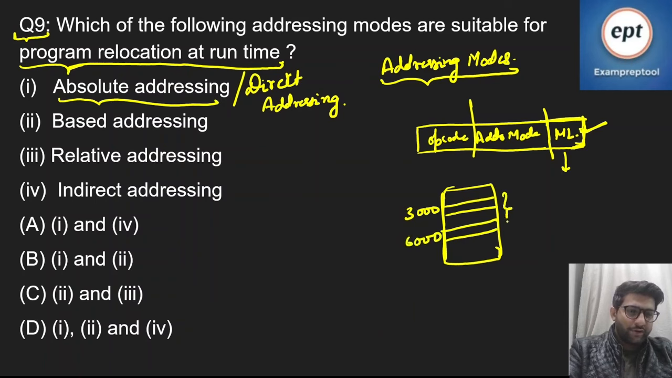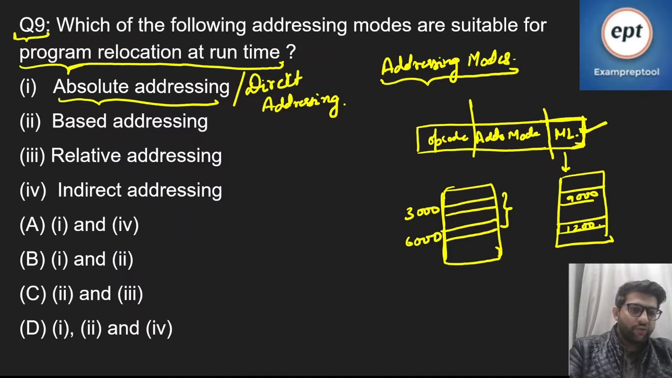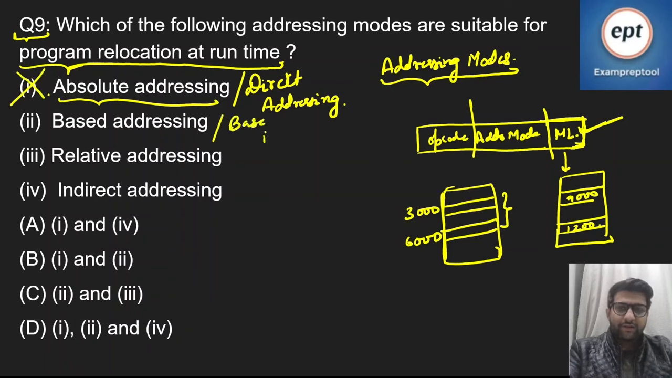Now, if we want to relocate this program from 3,000 to 6,000 to, let's say, 9,000 to 12,000, we will have to change the memory location of the operand for every different instruction. And this will take a lot of time. So this type of addressing mode does not support program relocation at runtime. So this is false.